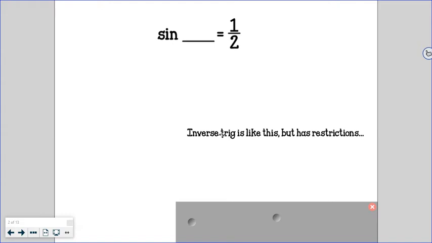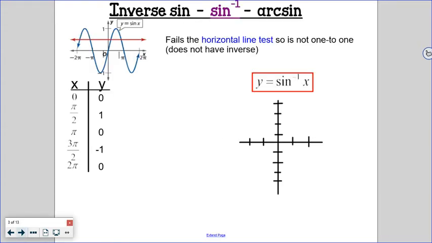But there are some restrictions to it, which we're going to see a little bit in our graphing today. The graphing kind of explains why there's the restrictions. Tomorrow we'll care more about what the restrictions are as we go to find our values of inverse trig. But that's kind of the idea of it.